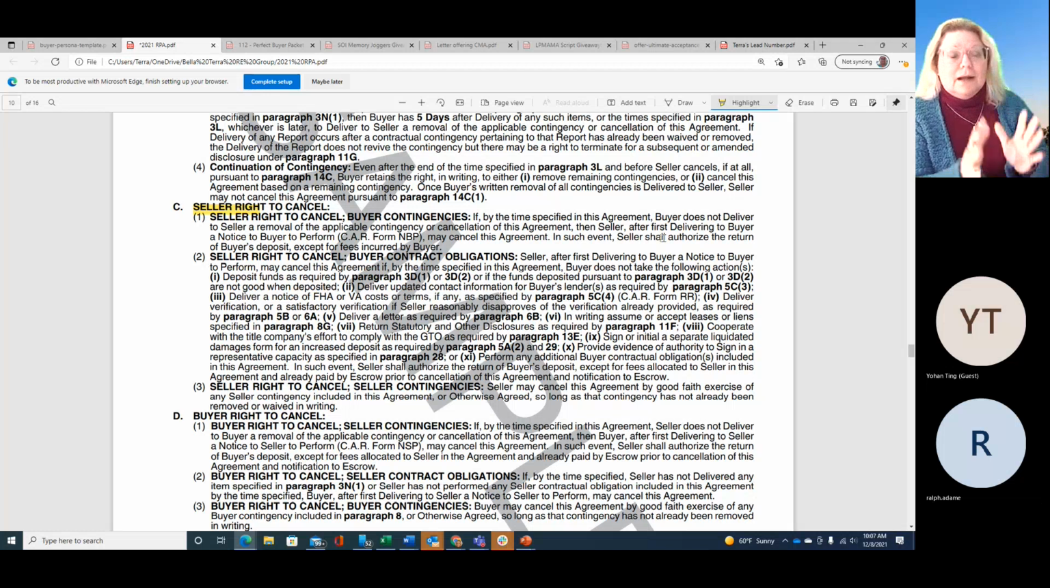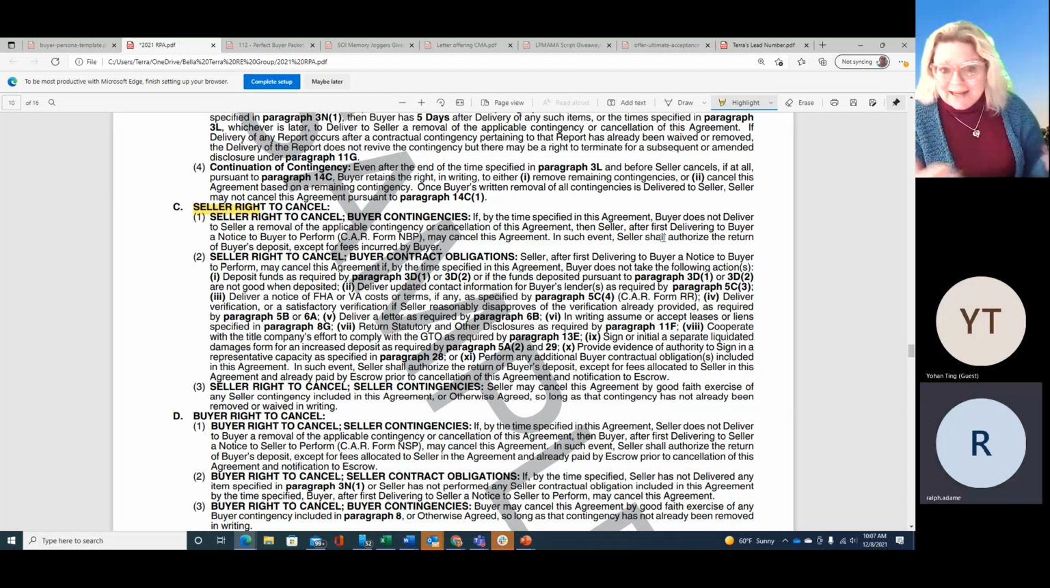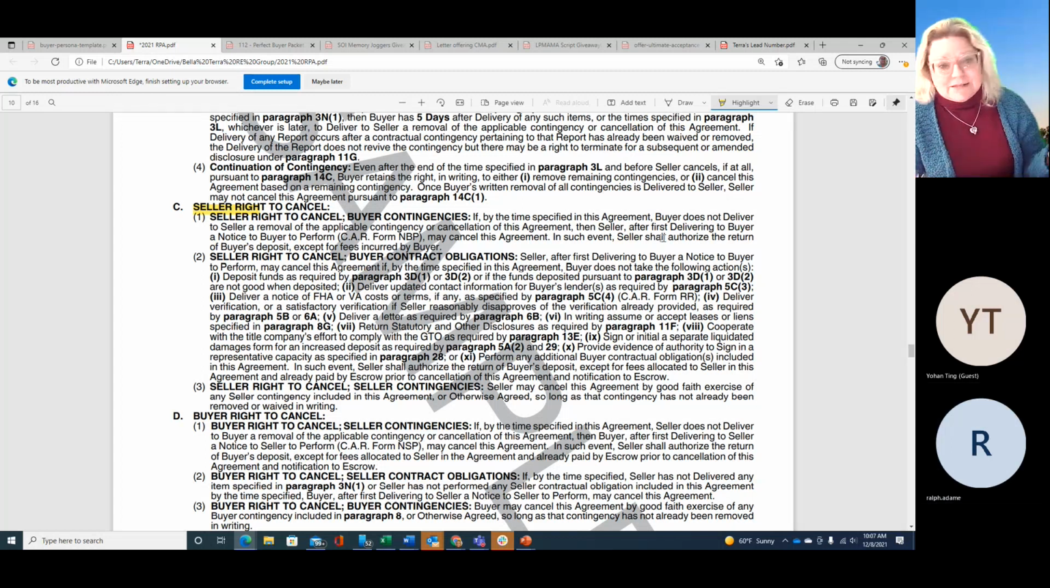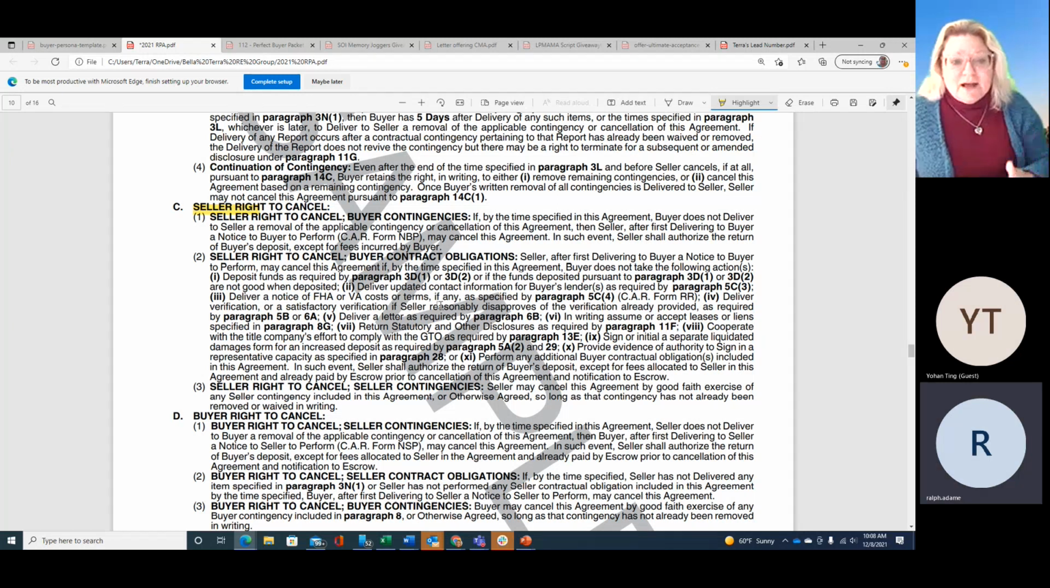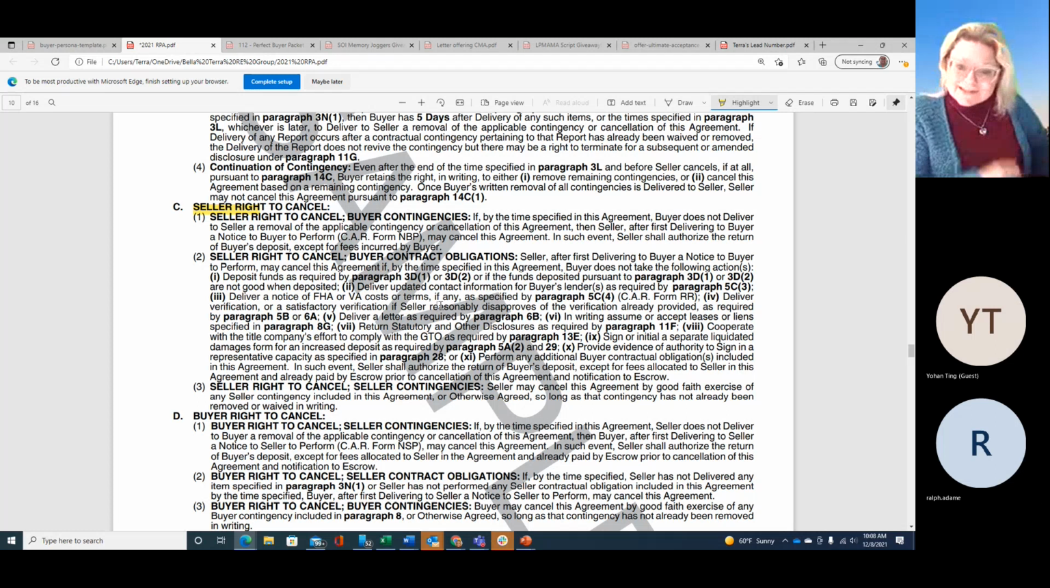I'm sorry, those fees are considered paid and an expense of the buyer. The seller will return the deposit, but those fees are just considered spent. It's money spent. But if the seller is canceling because of the buyer's contractual obligations not being met, now they have to authorize the return of the deposit, except for any expenses that the seller has incurred.